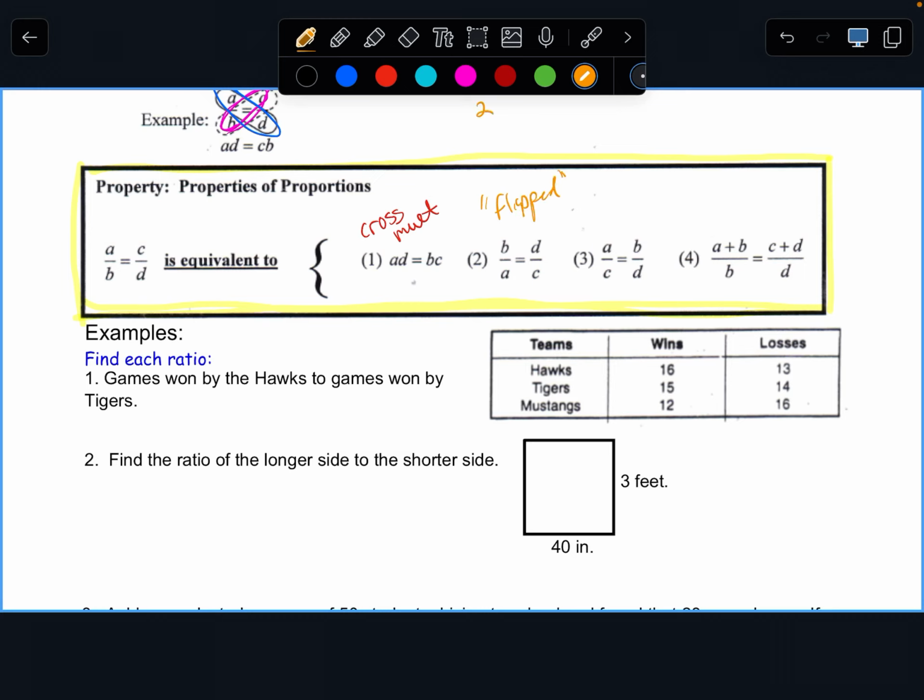Do you not believe me? We can do this. If you did 2 over 4 equals 3 over 6, you could write 4 over 2 equals 6 over 3. It's still the same. So you could flip a proportion, that's legal.